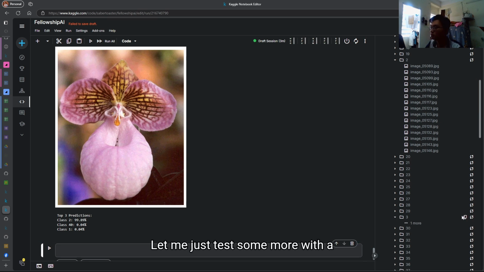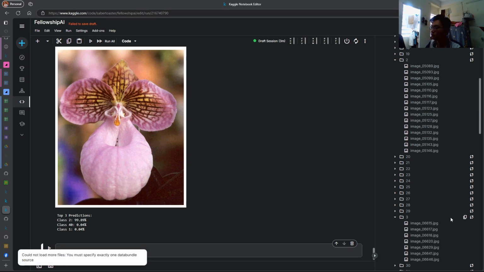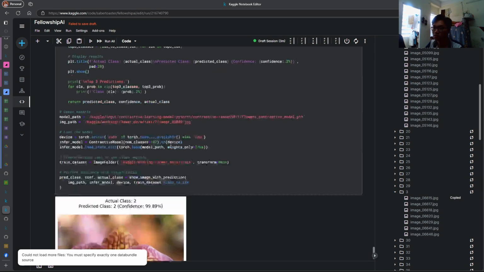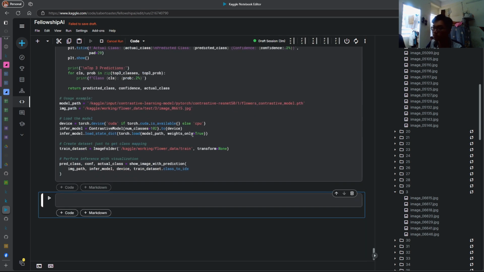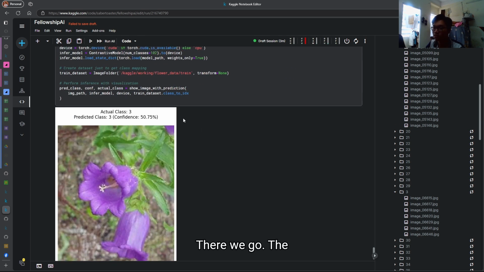Let me just test a few more images for you to see. There we go. The confidence may vary between classes, but I think there's still more room for optimization and improvement in training this model.